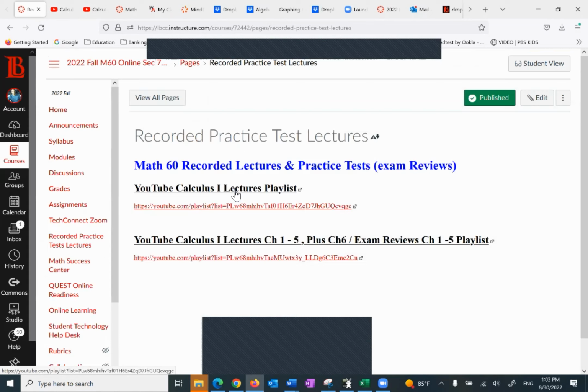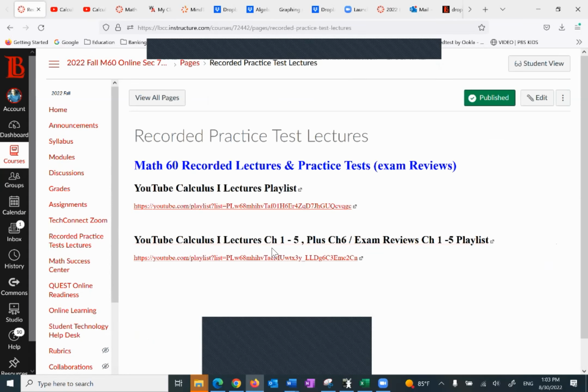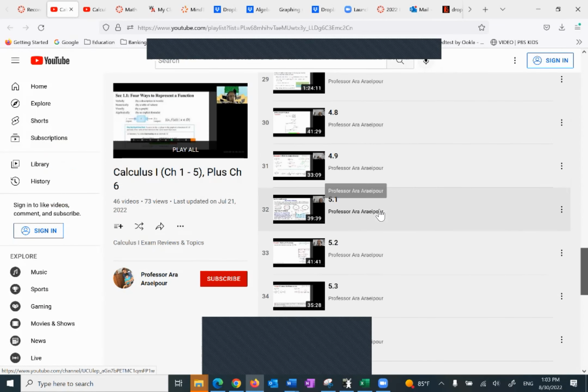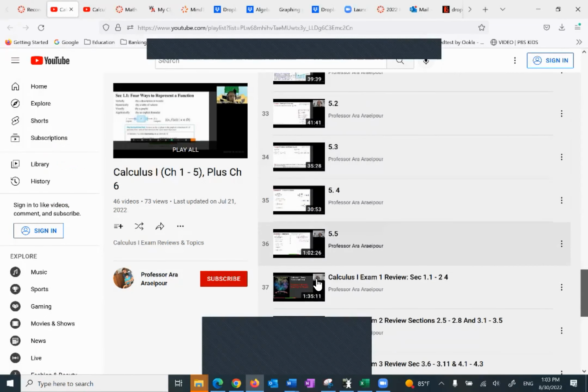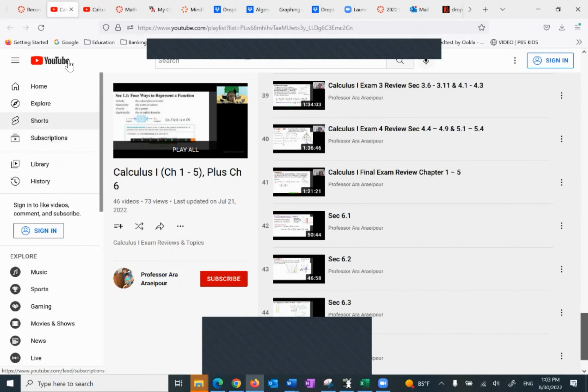So we have under the modules, right here, we have the PowerPoints. Under the recorded practice test, we have the PowerPoints as well as those practice tests, the exam reviews that, see, for example, this is exam 1 review from 1.1 to 2.4, so on and so forth.